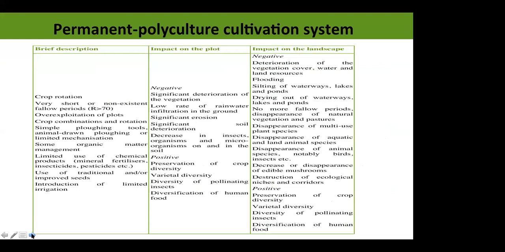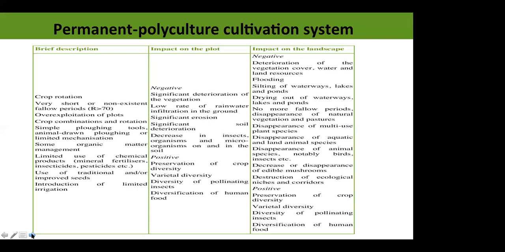So we move on to the permanent polyculture cultivation system. In this system, there's still crop rotation. Now the fallow period is very short or non-existent. In fact, some do not have fallow period anymore. There's overexploitation of the plots because the plot is permanent, and it is like when you're planting tree crops, the tree crops that take a long time, that you don't cut down for a long time. And you don't manage the system well by returning some nutrients back to the soil. So you are over exploiting the plot.